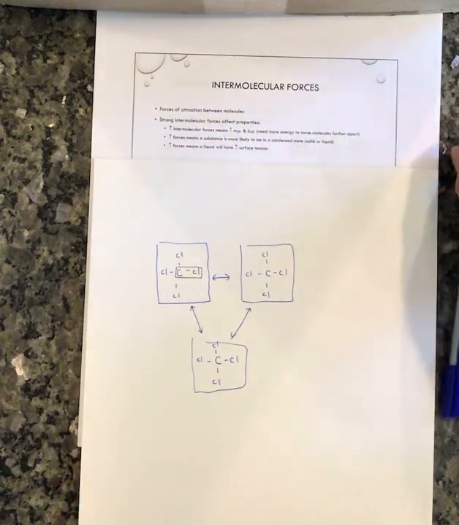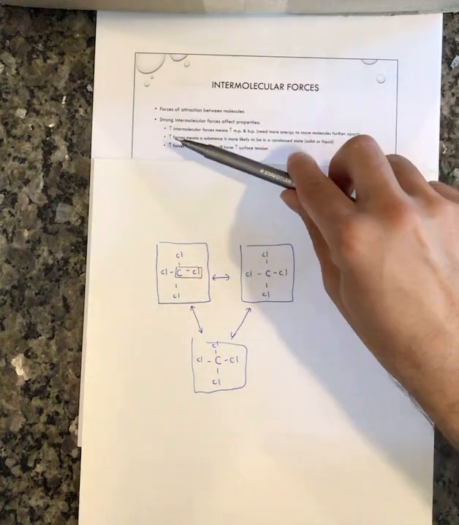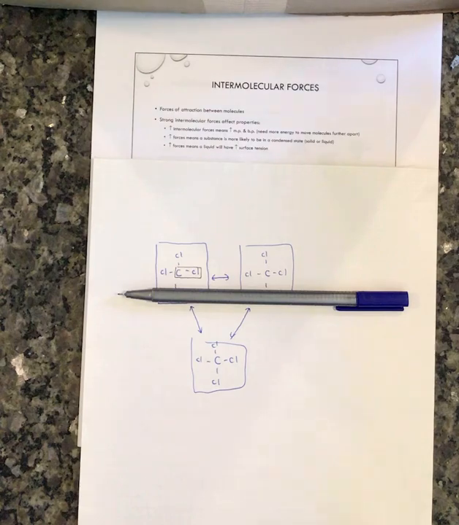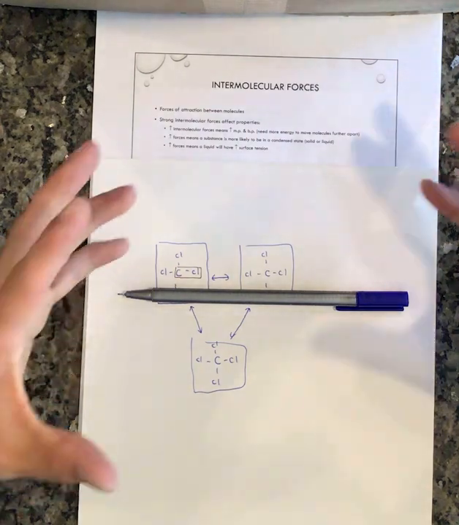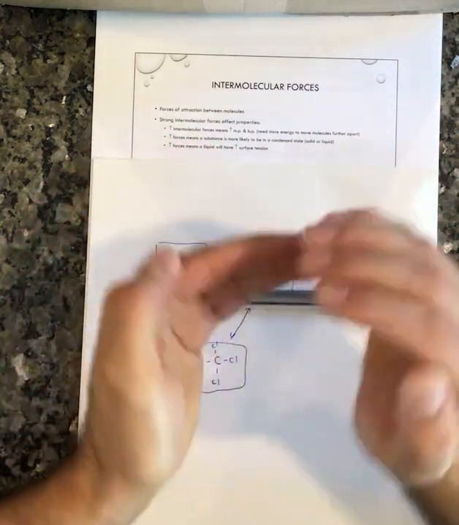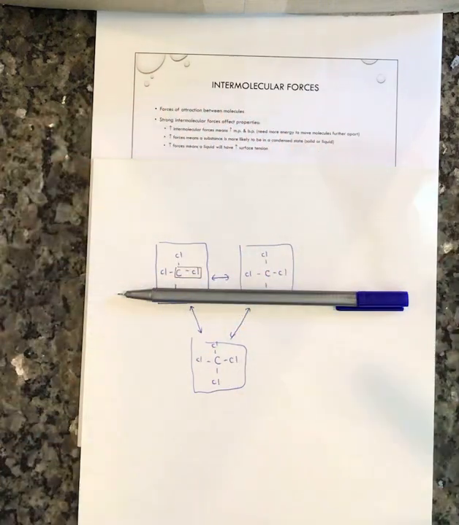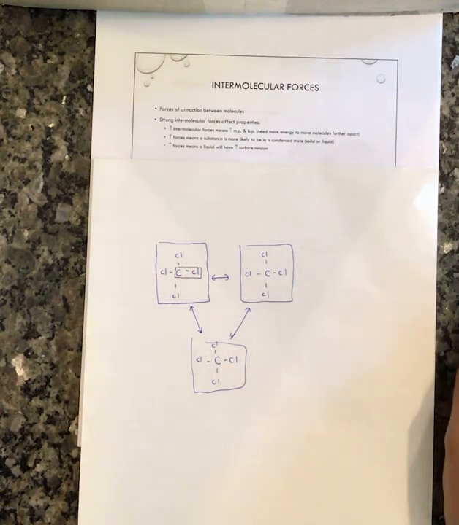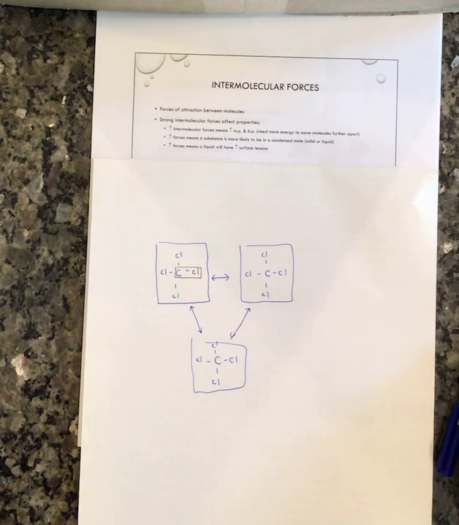If we have stronger forces or higher forces, most likely that compound's either going to be a solid or a liquid. Once again, same idea. If that compound is condensed, it's going to be smaller. It's not going to be far apart like a gas. It's going to be closer in together like a solid or a liquid. And lastly, the stronger the force means the liquid will have a greater surface tension.